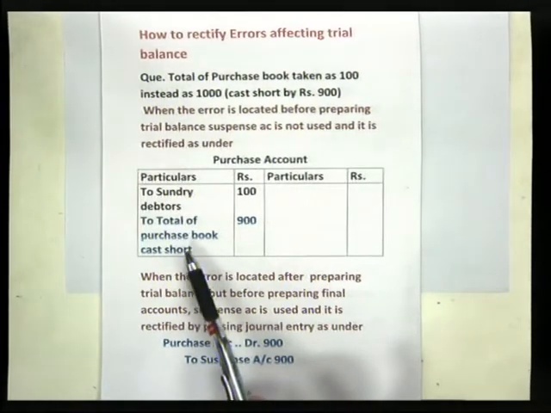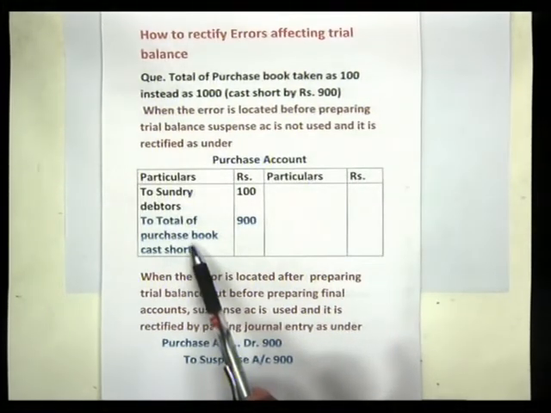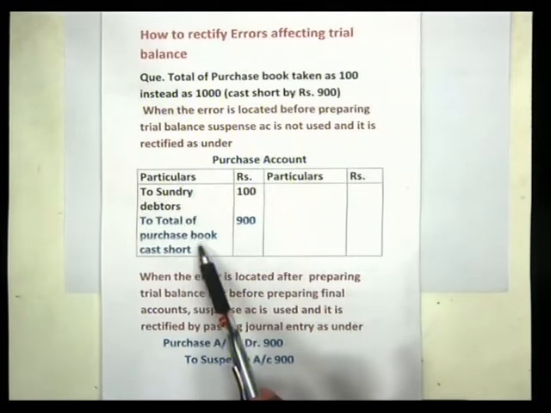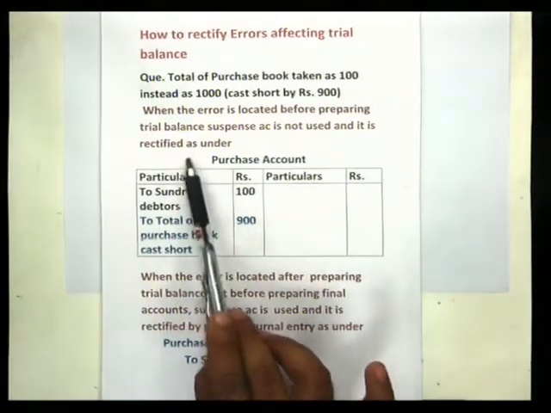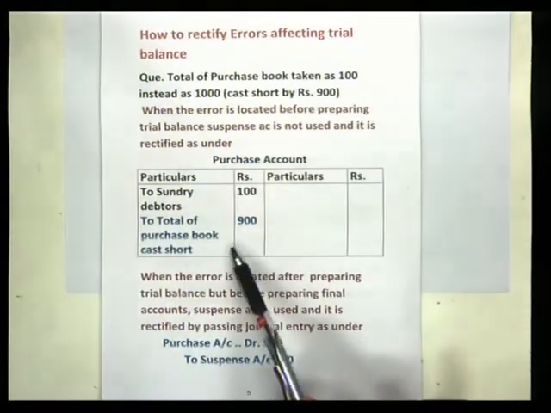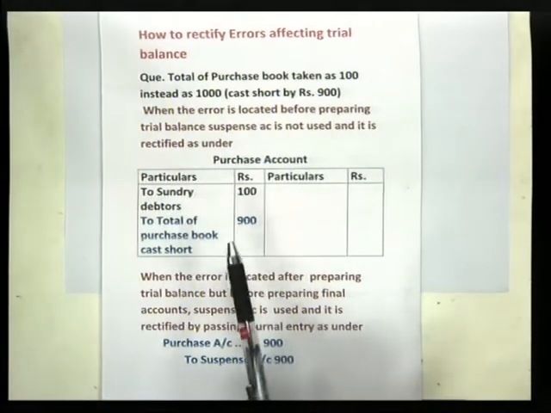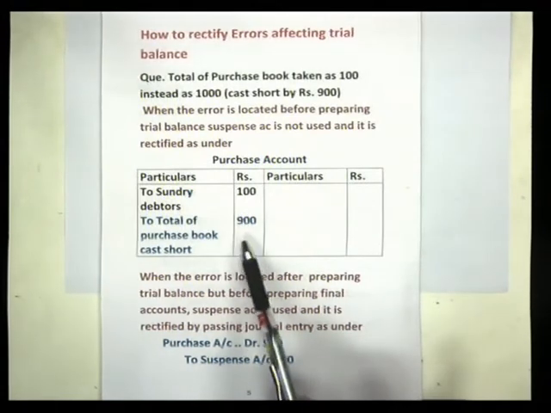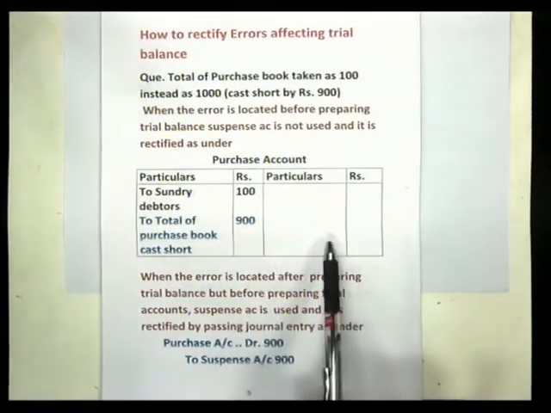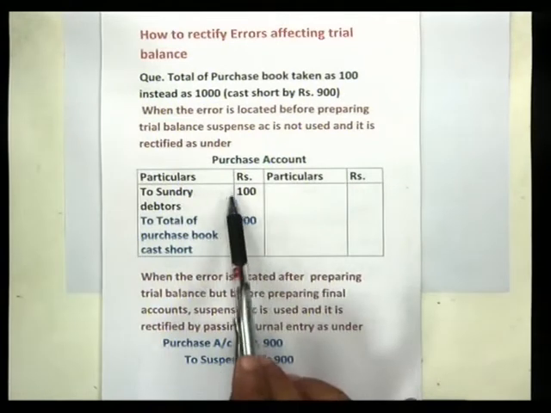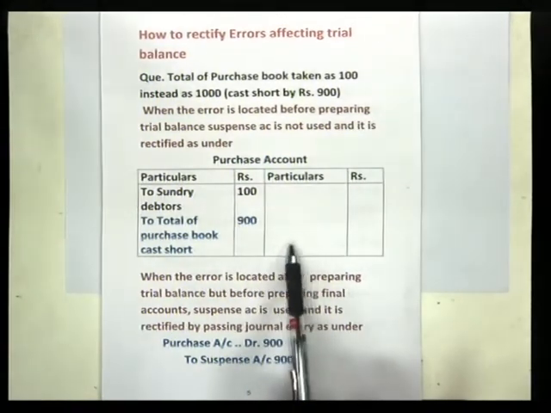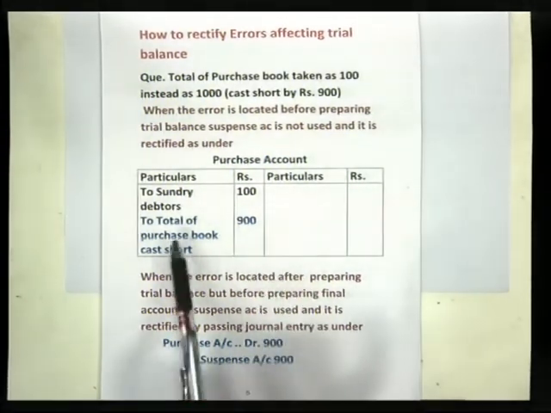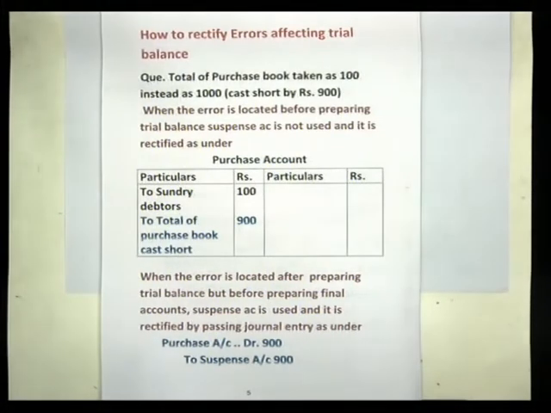So here there is no need to pass a journal entry, only the remarks should be given in the purchase account. If the error is, suppose it is casted more, meaning instead of rupees 1000 it is recorded as 100, right? So here if the casting is more, then you have to record on the opposite side to reduce the total error. So here that respective account, only by giving a remark you can rectify the account.